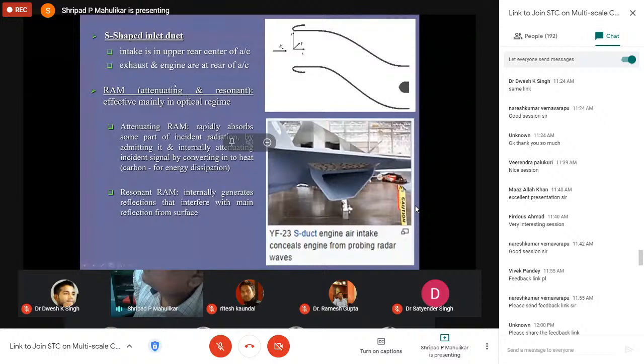So basically there are two principles: attenuating RAM and resonant RAM. Attenuating RAM rapidly absorbs some part of incident radiation by admitting it inside, and internally attenuating the incident signal by converting it into heat. One material which is used for energy dissipation is carbon, as an example. And resonant RAM internally generates reflections, and these internally generated reflections will interfere with the main reflection from the surface.